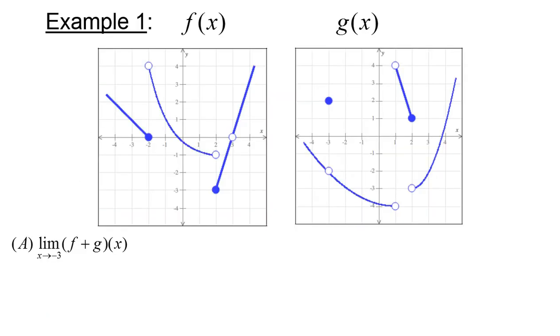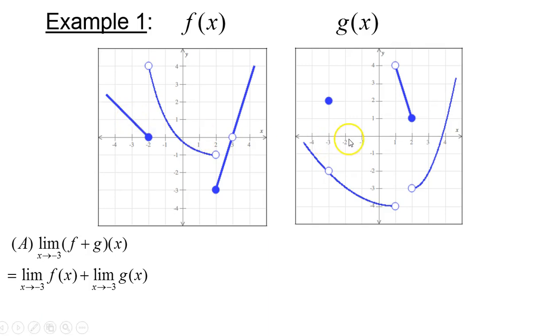So, here's an example, or a couple of them. I have two graphs here, one for f of x, another for g of x. And in example A, for number 1, I have the limit as x approaches negative 3 of f plus g of x. So, again, my property tells me I go limit at negative 3 of f plus limit at negative 3 of g. So at negative 3 for my f of x here, I see a left-handed limit approaching 1, a right-handed limit also approaching 1, left side meets right side. So my limit for f is 1.